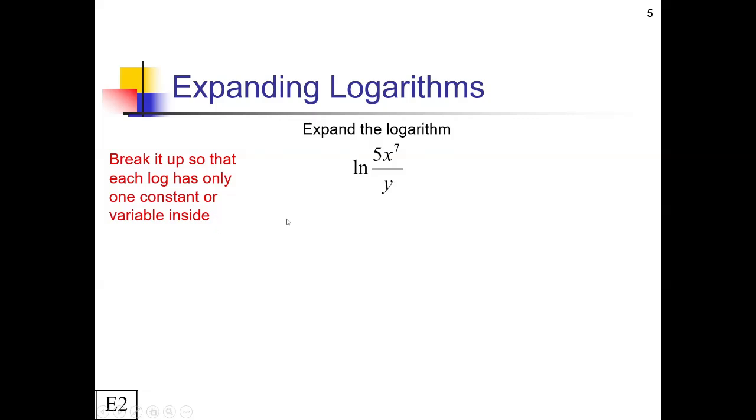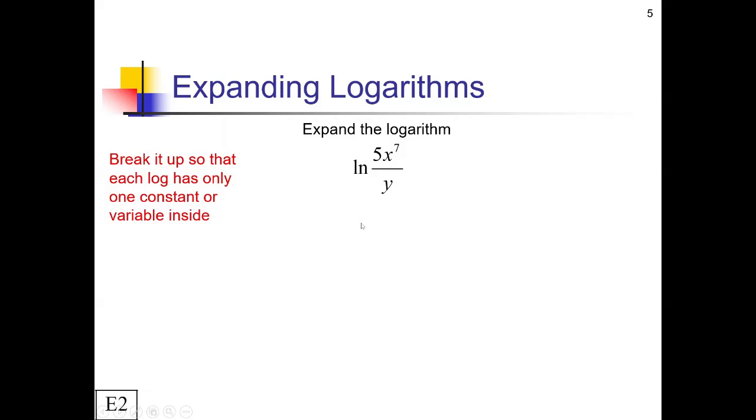You can't have any exponents inside. You can't have more than one variable inside. So this right now, ln of all this stuff, is too much stuff inside. This 5, this x, this y, they all need to be split into different logarithms. Pause the video and see if you can figure out how to break that up using your properties of logs that you saw recently on those last couple examples.